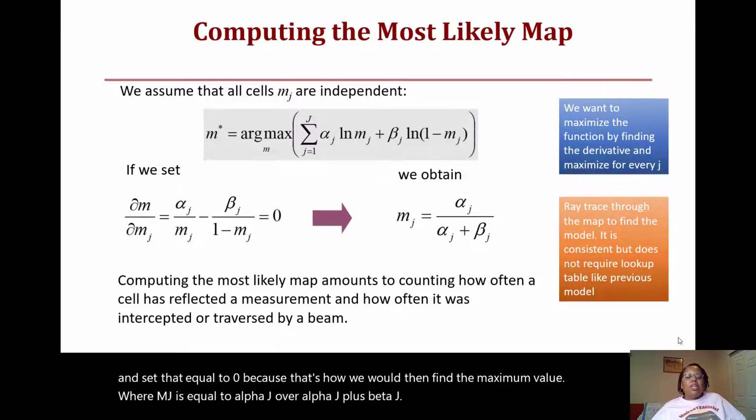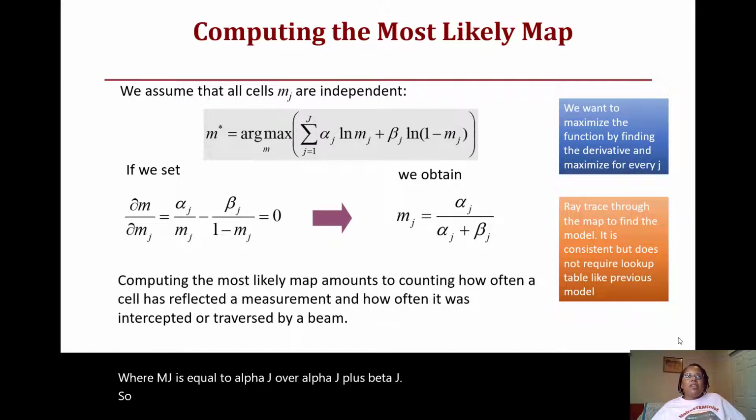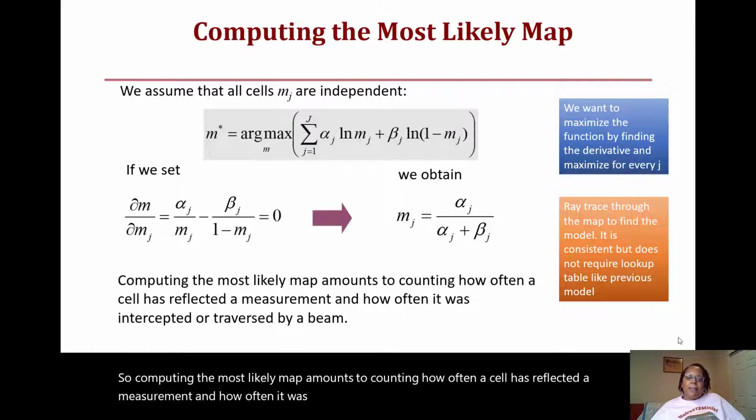So computing the most likely map amounts to counting how often a cell has reflected a measurement and how often it was intercepted or traversed by a beam.